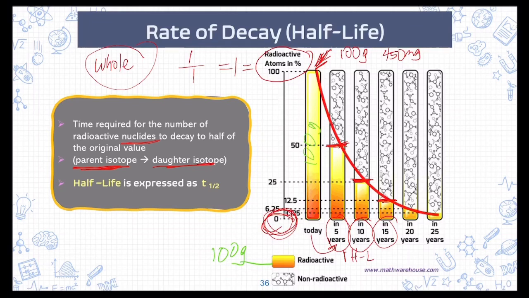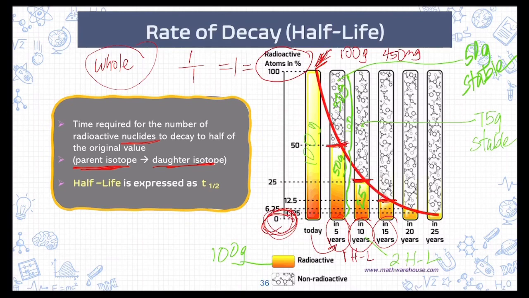But after one half-life has passed, we still have 100 grams. This bar still represents 100 grams. However, only 50 grams is still radioactive. The other 50 grams is stable, a more stable isotope. After 10 years, which is 2 half-lives, only 25 grams will remain radioactive, and that means for this sample 75 grams has now become stable.